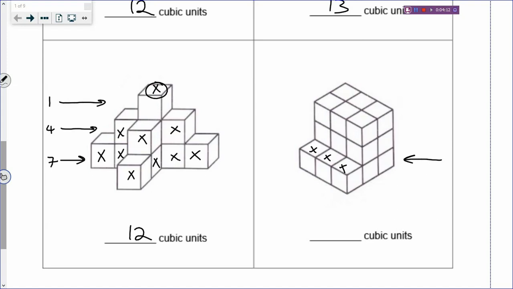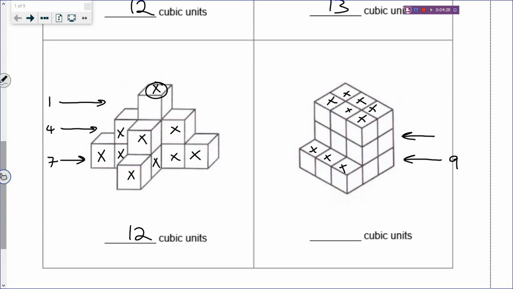Then you just look at how many cubes they are sitting on top. You have 1, 2, 3, 4, 5, and 6. So they must be sitting on 6 cubes that are right below. So on the first level, there are 9 cubes. Alright, how about the second level, second layer?